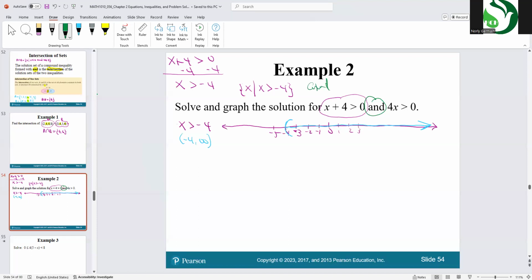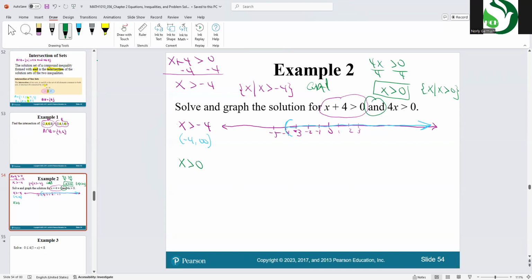For x greater than 0, how do we obtain x in this situation? Yes, what we can do is divide both sides by 4. So x would be greater than 0 divided by 4, which is what again? Yes, it's 0. All right. So the set builder notation would be x such that x is greater than 0. Now, if I graph x greater than 0, I put -4 again, so that would be 0.